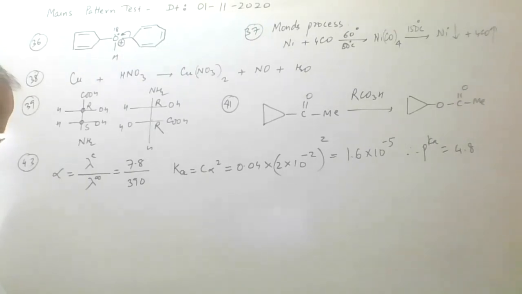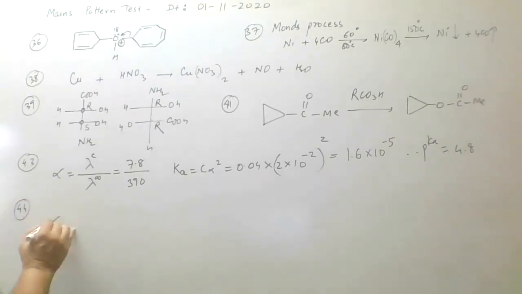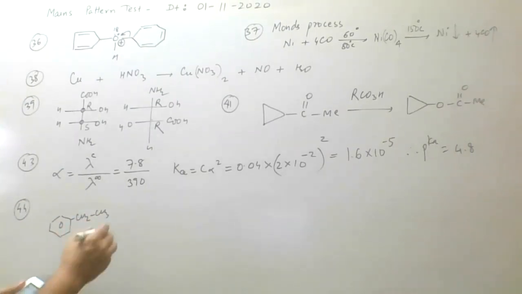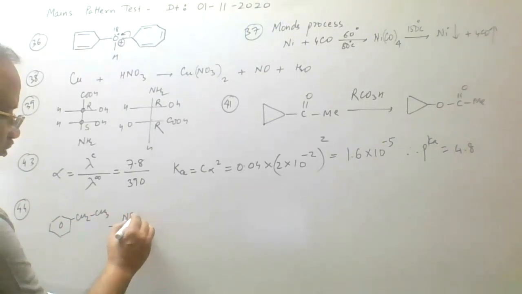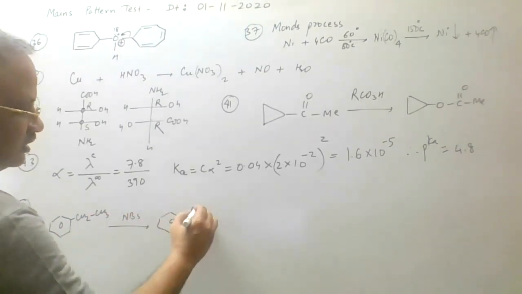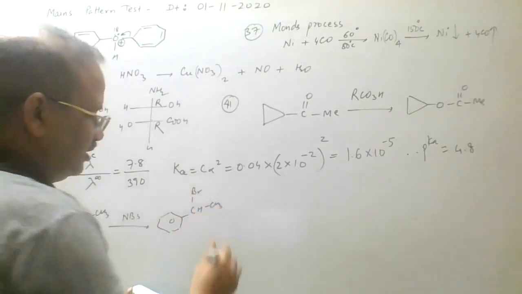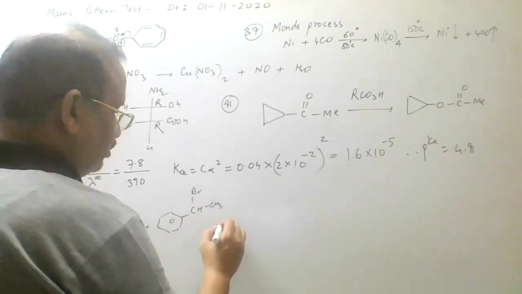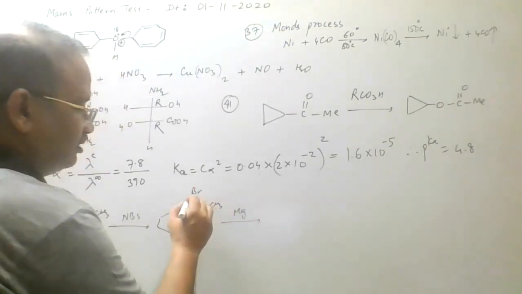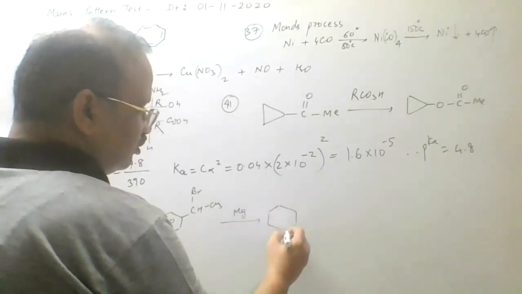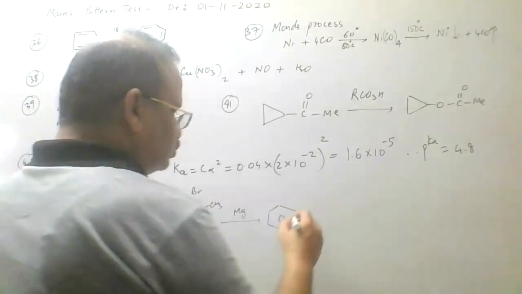In question number 44, we are given benzene with CH2CH3. We are treating this with NBS in CCl4. So that is the benzylic substitution. That will be like this, Br and CH3. After that, we can write the P, which is formed. Now with magnesium, we'll get the RMgX, and with CO2, it is called carbonation of organometallic compounds. So we can write like this.